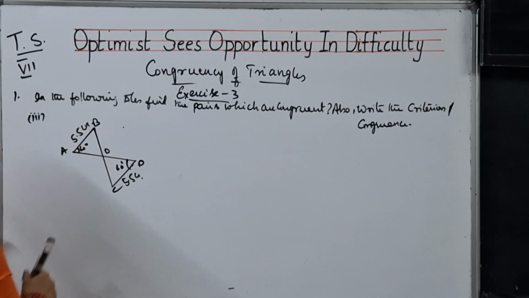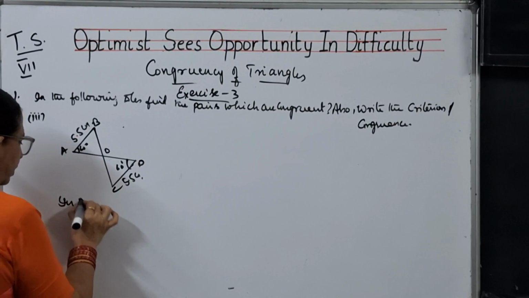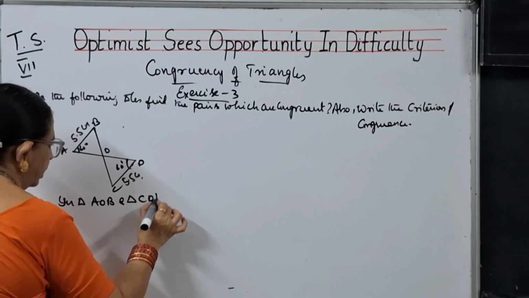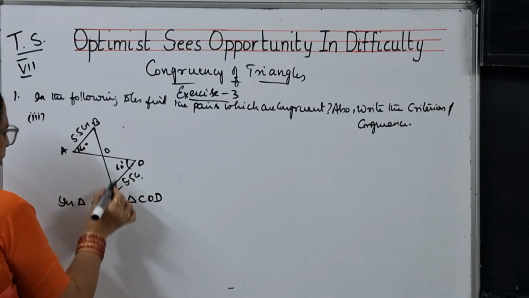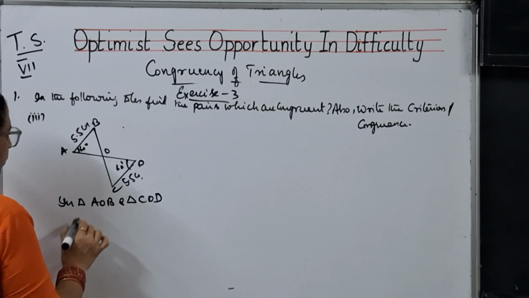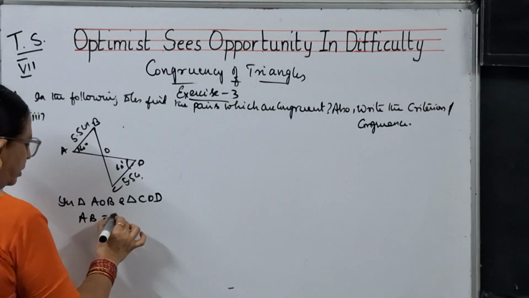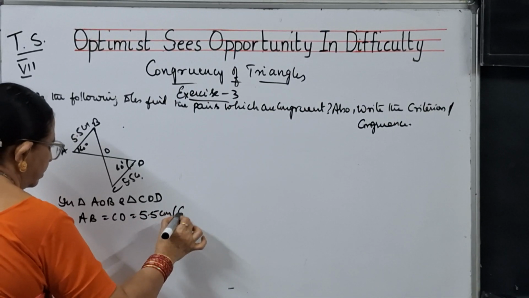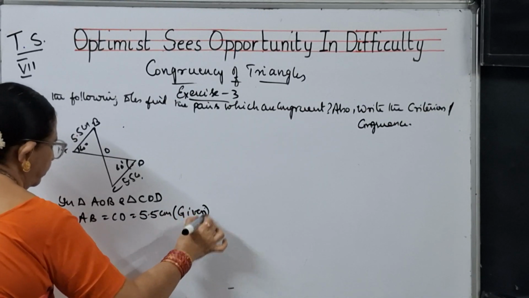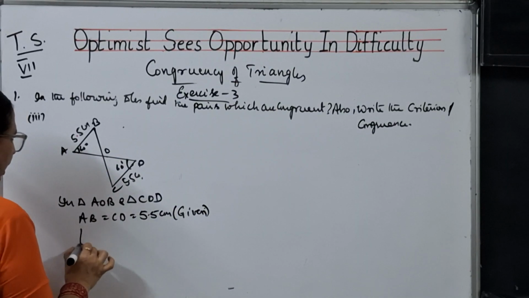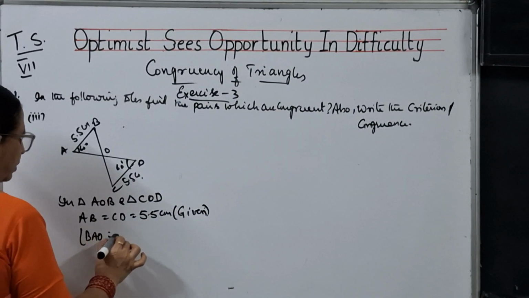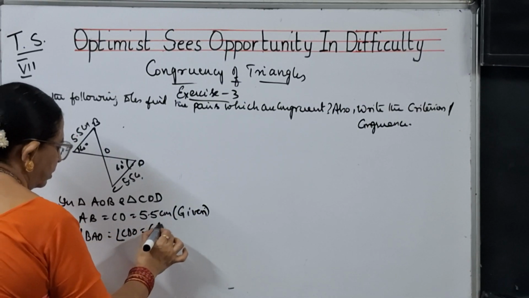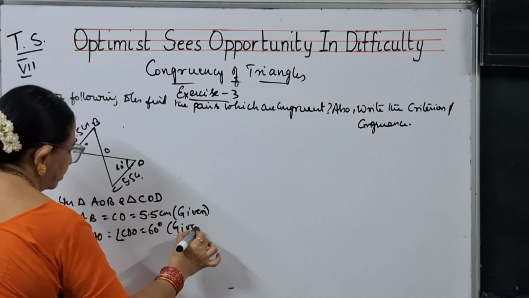So here we can say two triangles. What are they? In triangle AOB and triangle COD. In these two triangles, AB is equal to CD, that is 5.5 centimeters. This is given to us. And angle BAO is equal to angle CDO, that is 60 degrees. This is also given to us.